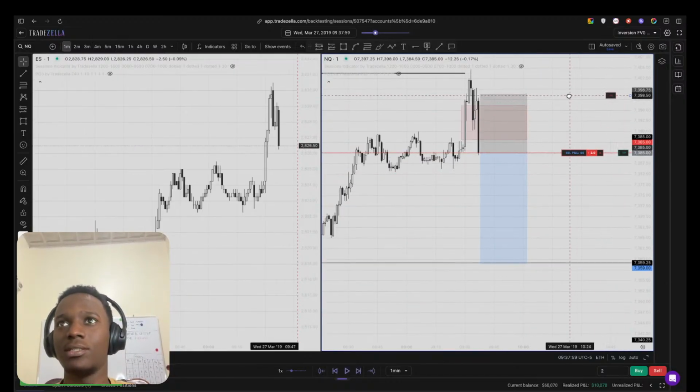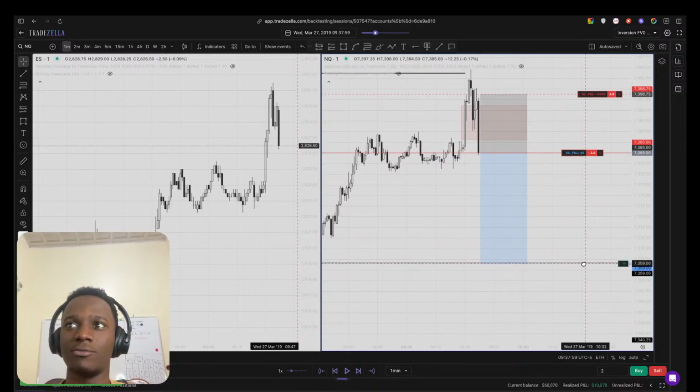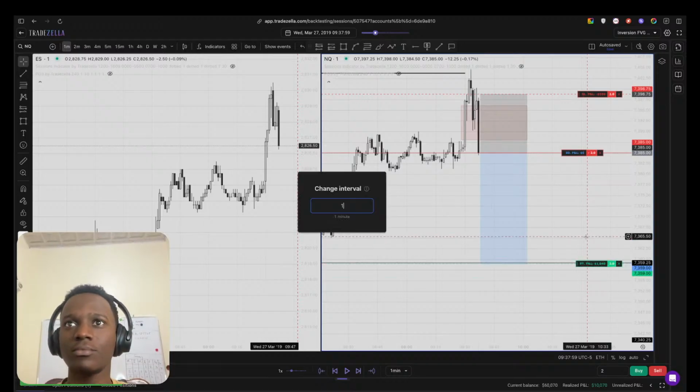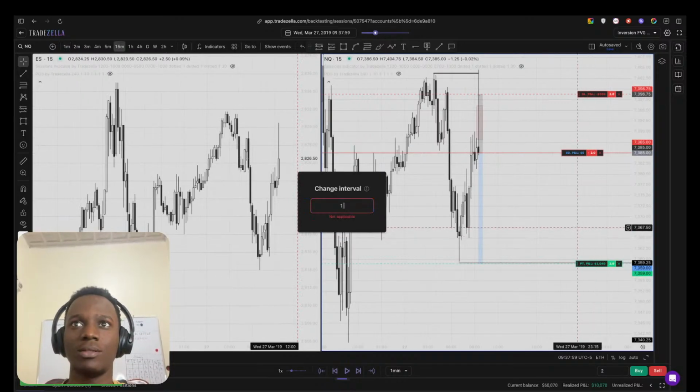I am trading the inversion model, MEC model, if you know it from the PB trading. Yeah, that's the one I'm trading as of now.